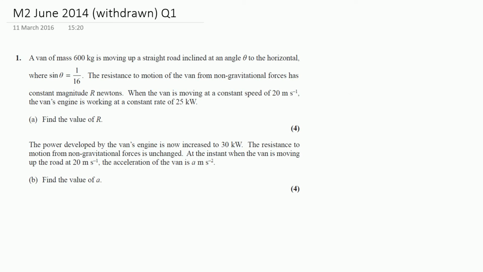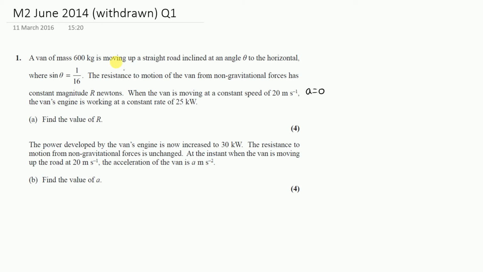Question 1: I'm looking at a situation where I've got a van moving up a road at an incline. We've got resistance to motion, and the van is moving at a constant speed, i.e. there is no acceleration. The van has a constant power of 25 kilowatts, and we're asked to find these resistive forces.